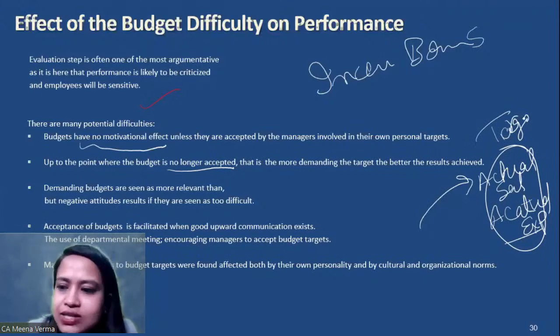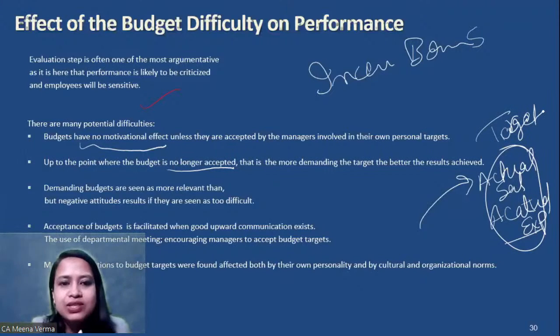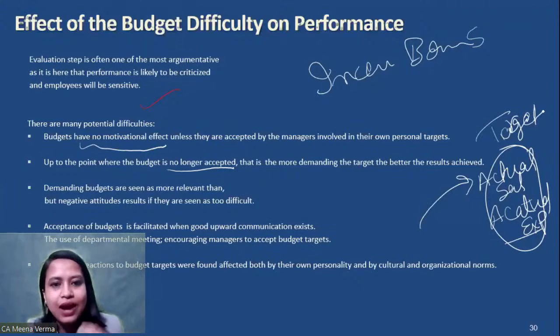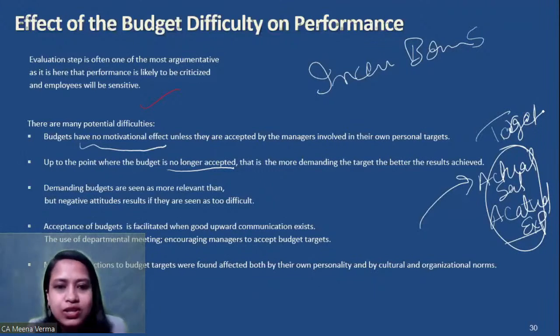And the highest target is not acceptable to the manager because for them it will be very difficult to achieve. Why is it difficult for them? If you set the highest target, highest sale, then it might be possible they will not achieve that, and if they do not achieve that, then it will affect their incentive and bonus.